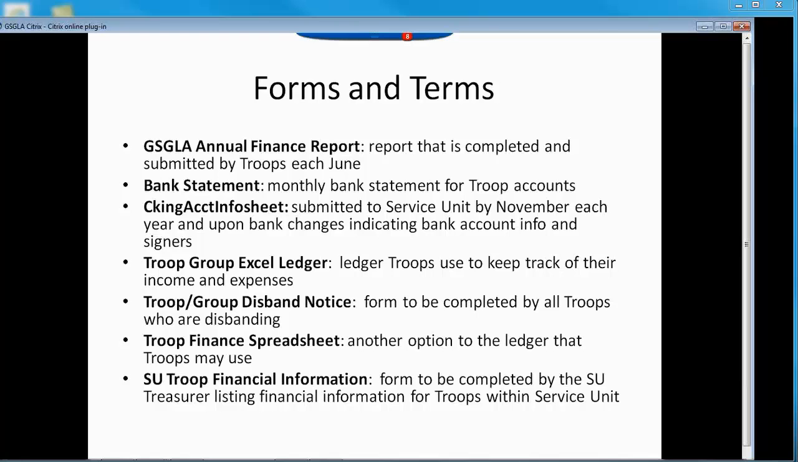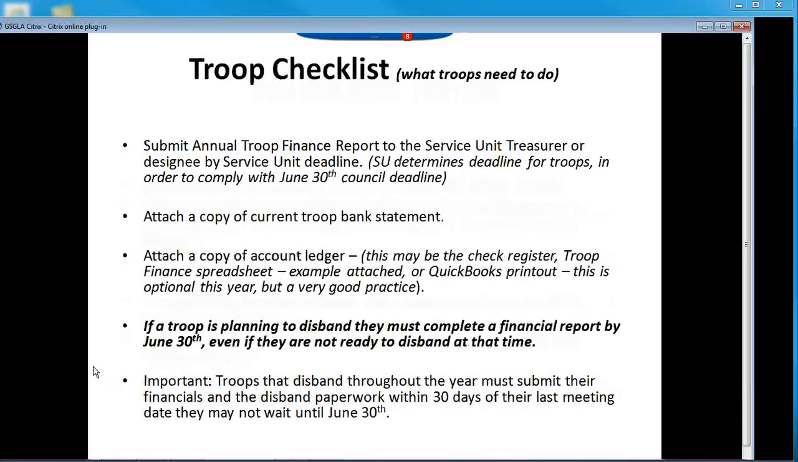The Troop Group Excel Ledger is an example of a ledger to keep track of your income and expenses. The Troop Group Disband Notice is something that you would need to fill out if your troop was disbanding this year. And the Troop Finance Spreadsheet is another option to the ledger that you may use. So those are the troop-related forms and terms that we'll be going over. Debbie, why don't you talk about the troop checklist and what they need to do?